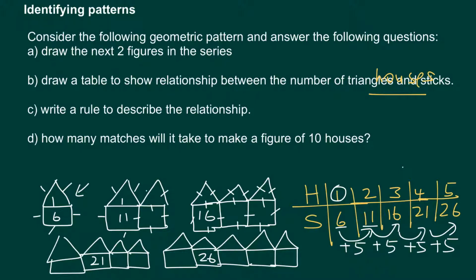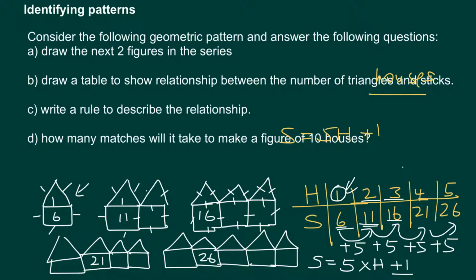So the equation could be S, the number of sticks, is equal to 5 times the number of houses plus 1. That right there is our rule, because if we do 5 times the number of houses for this one, that becomes 1 times 5 is 5, plus another one gives us 6. 2 times 5 is 10, plus 1 gives us 11. 3 times 5 is 15, plus 1 is 16. So that right there, guys, is the rule that we need. So the number of sticks is equal to 5h plus 1, where 5h is simply 5 times the number of houses.